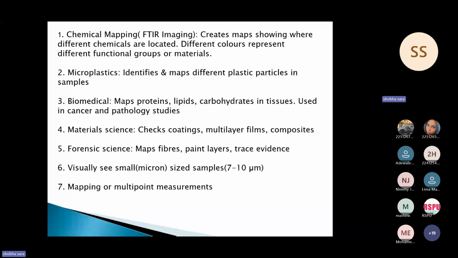Then in microplastics study, they identify and map different plastic particles in a sample. Then in biomedical, they can map proteins, lipids, carbohydrates in the tissues, and they are used in cancer and pathological studies. And as I told you, there are different methods available, highly advanced techniques are available, but these are really supportive. Then material science, check the coating, multi-layer films, forensic science. We can visually see micron-sized samples.